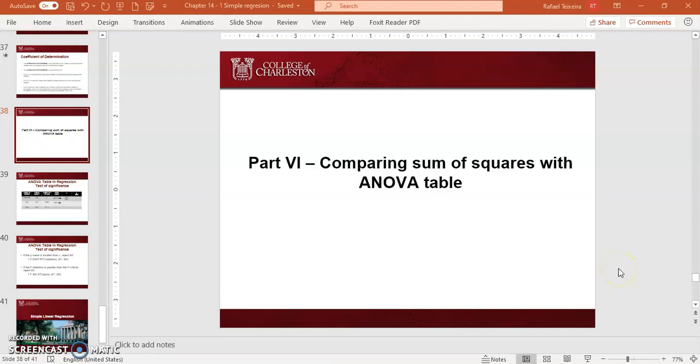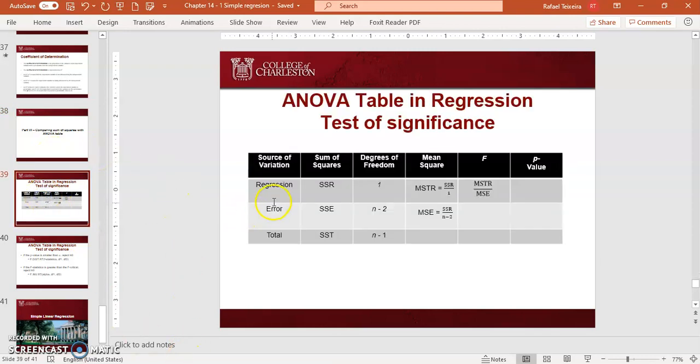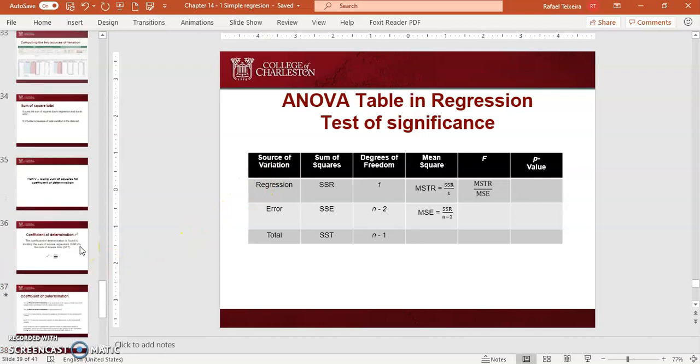Hi, in this video I'm gonna show you how to use the Anova table to compare the sum of squares that I showed you in the previous videos. Remember the two sources of variation that we have in our models? We have a source of variation that comes from the regression model. What is the regression model? The regression model is the model that we establish between x and y.